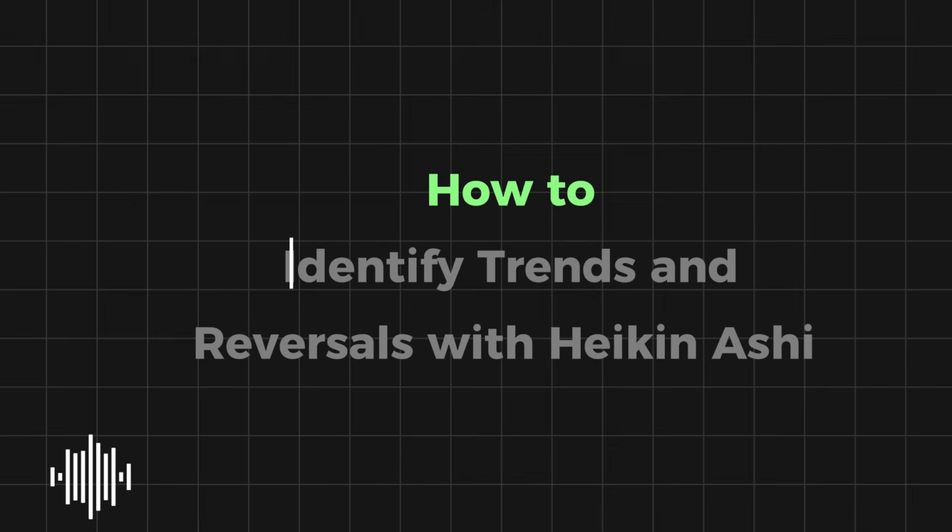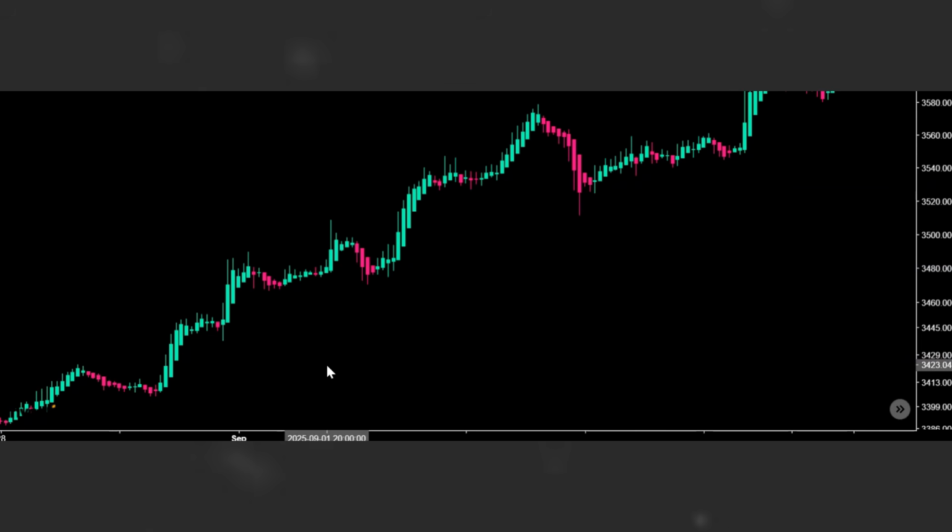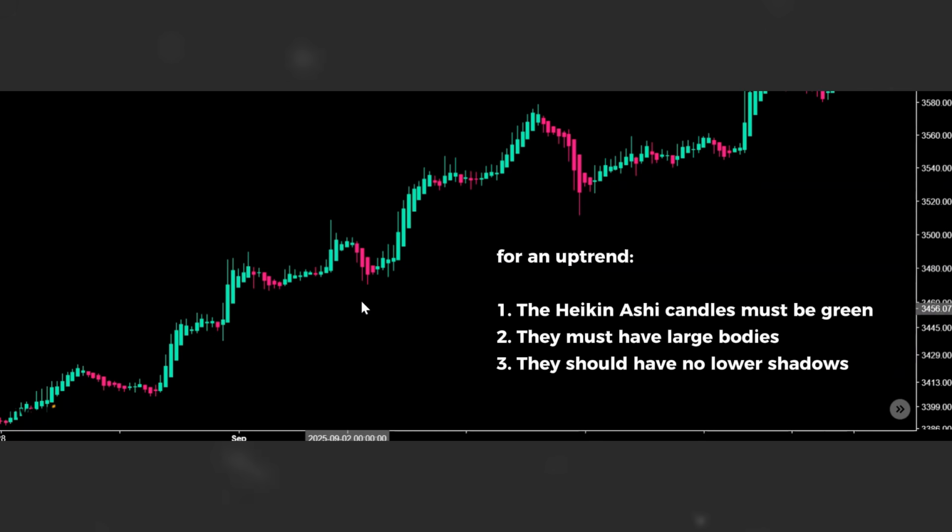How to identify trends and reversals with Heikin Ashi. With Heikin Ashi candles in mind, it's time to see how trends and reversals appear. For identifying trends, there are three simple rules. For an uptrend, the Heikin Ashi candles must be green. They must have large bodies. They should have no lower shadows. If all these rules are met, you have a strong uptrend.